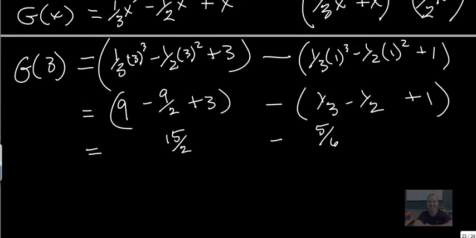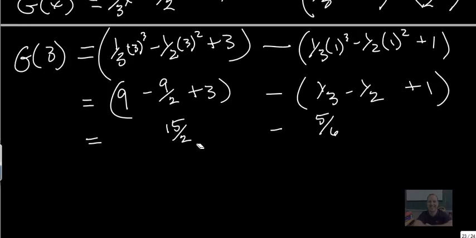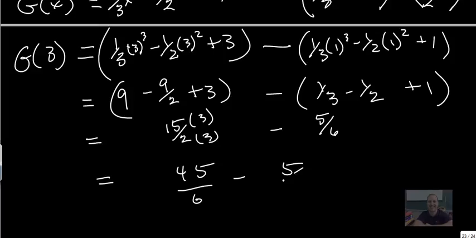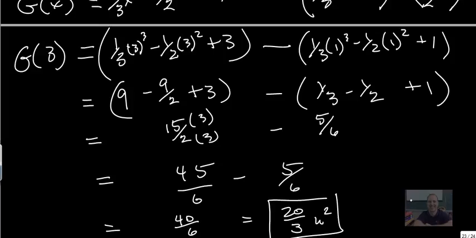So you plug in your values and you get this right here. Come to a common denominator, multiply all this times 3 and this times 3. What do you get? You get 45 over 6 minus 5 over 6, which is 40 over 6, reduces to 20 over 3. So as far as area goes, that's the exact same area as when you did them separately.